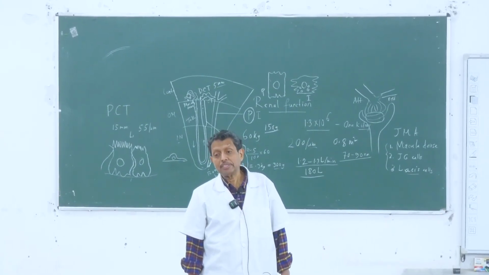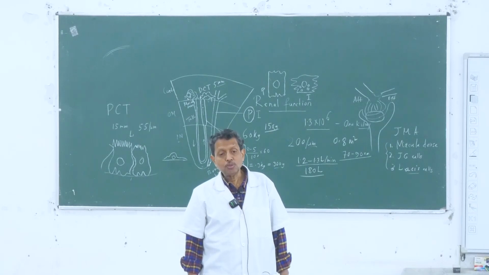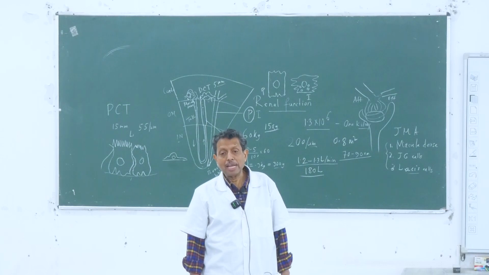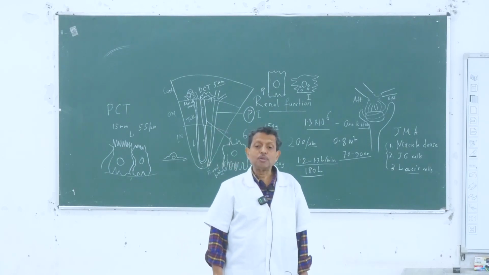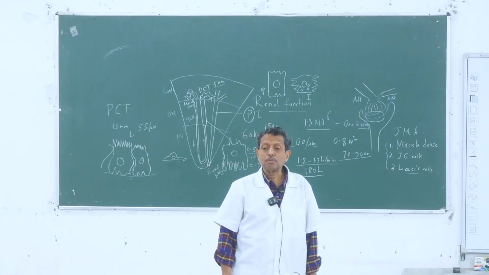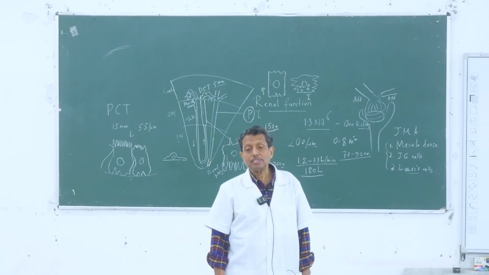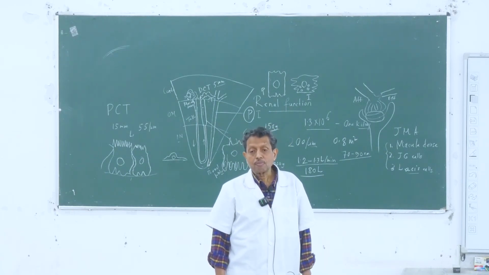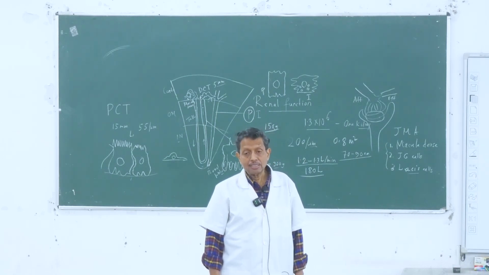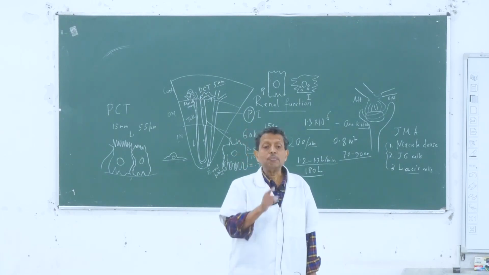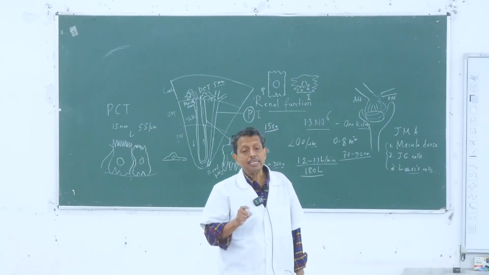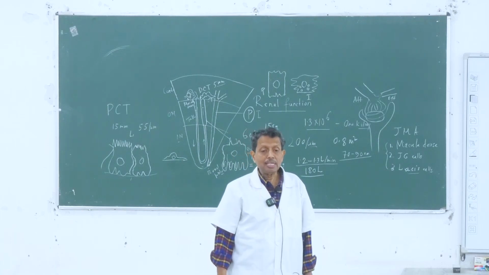They produce erythropoietin in response to hypoxia, secondary to anemia. Any form of anemia is responsible for erythropoietin secretion. That is responsible for increasing the number of RBCs. You know this.